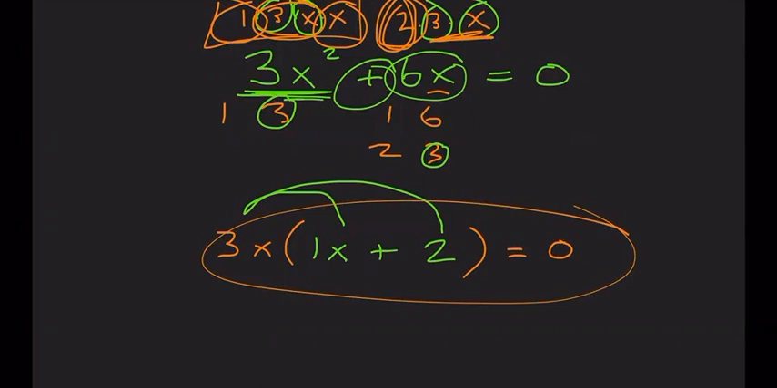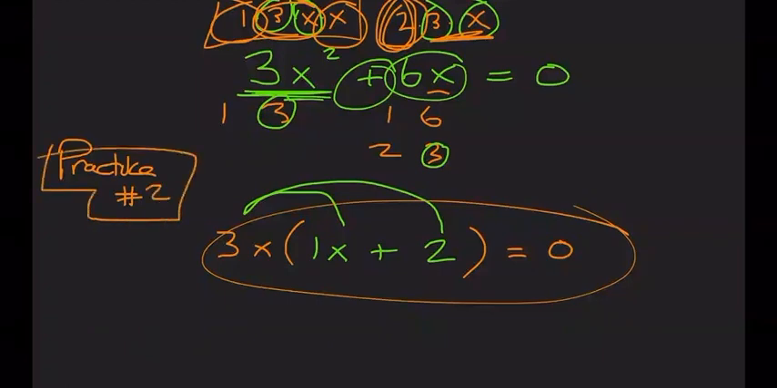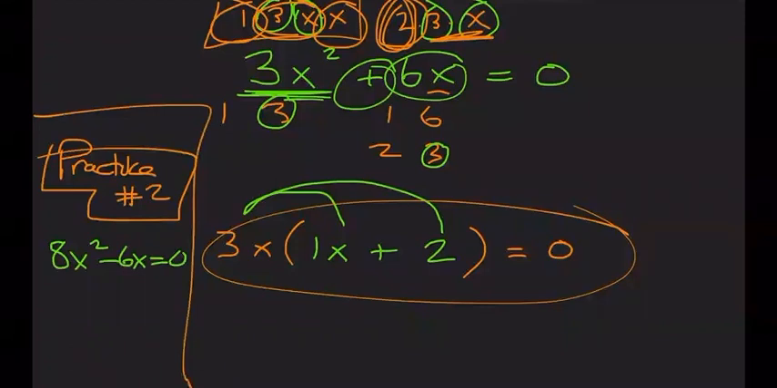So let's go ahead and try practice. We'll squeeze it in so you can look at this one. This is practice number, I think it's 2, I might be wrong. So this one, let's go ahead and try, we'll say 8x squared minus 6x equals 0. So go ahead and let's pause the video and try this one out. 8x squared minus 6x equals 0.